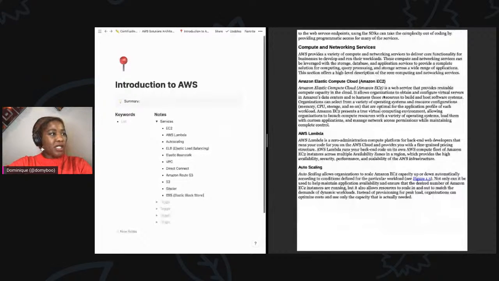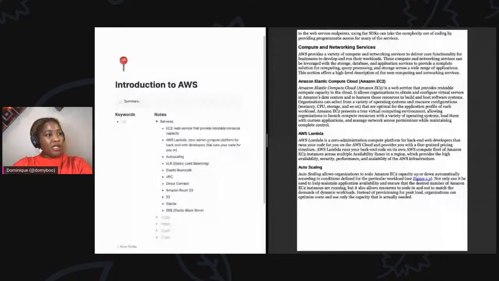So EC2, web service that provides resizable compute capacity. I cannot spell. AWS Lambda, zero admin compute platform for back-end web developers that runs your code for you on the AWS cloud.